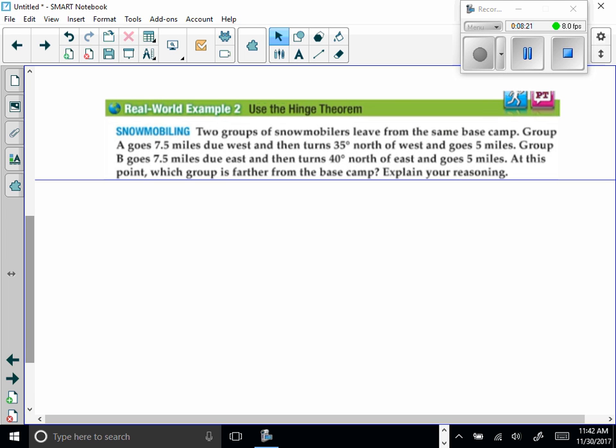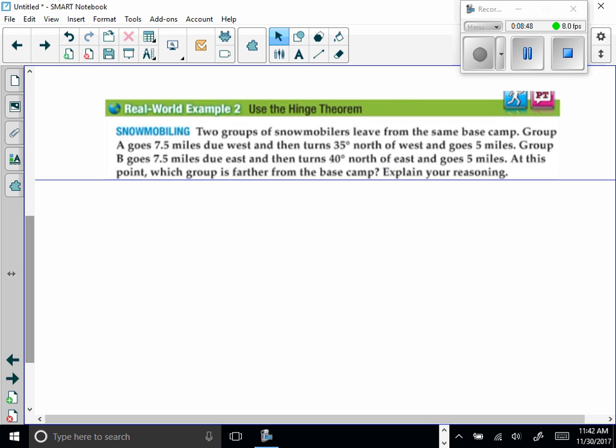It says we have two groups of snowmobilers leave from the same base camp. Group A goes 7.5 miles due west and then turns 35 degrees north of west and goes 5 miles. Group B goes 7.5 miles due east and then turns 40 degrees north of east and goes 5 miles. At this point, which group is further from the base camp, and explain your reasoning.